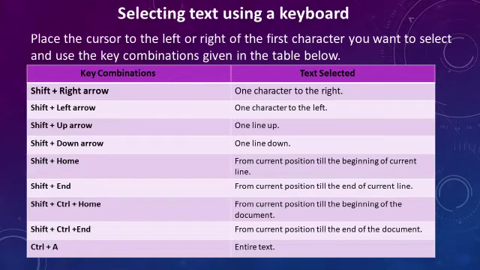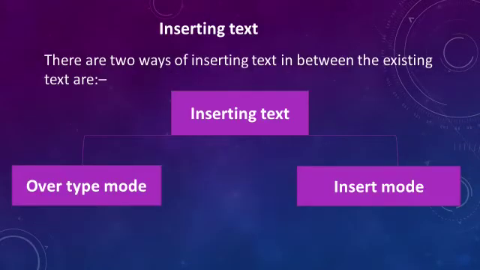Shift plus Home: from current position till the beginning of the current line. Shift plus End: from current position till the end of the current line. Shift plus Control plus Home: from current position till the beginning of the document. Shift plus Control plus End: from current position till the end of the document. Control plus A: entire text. Now let us learn how to insert text while editing.